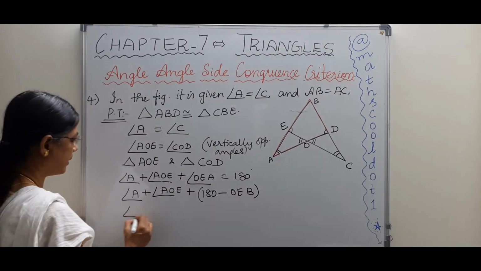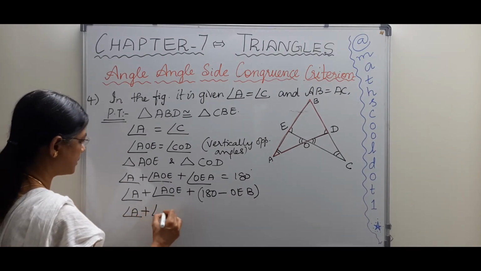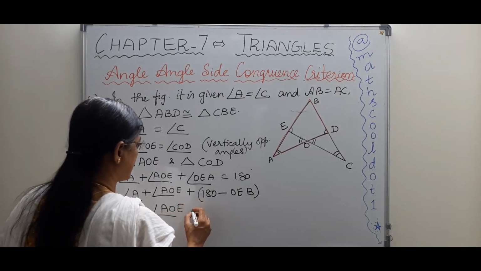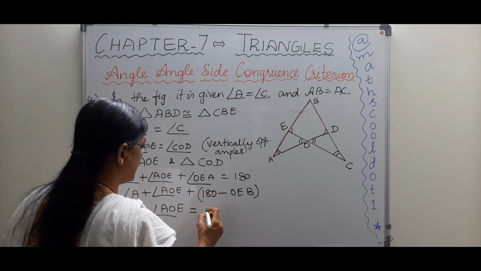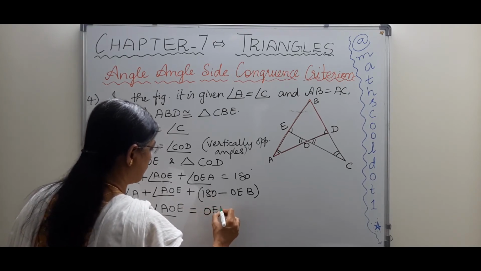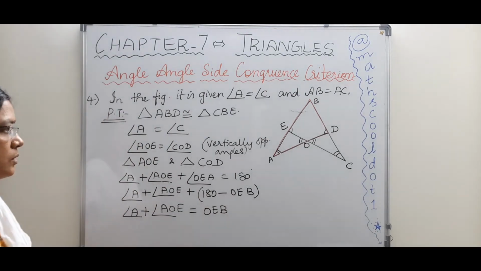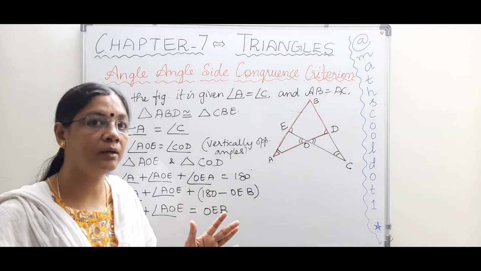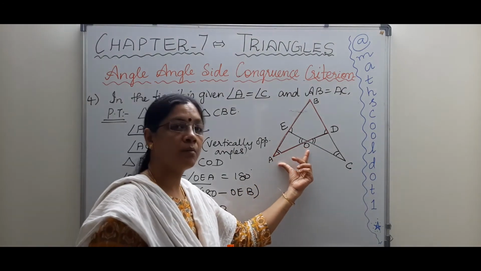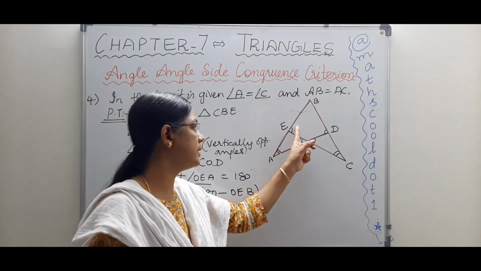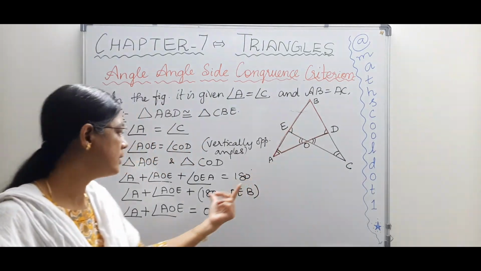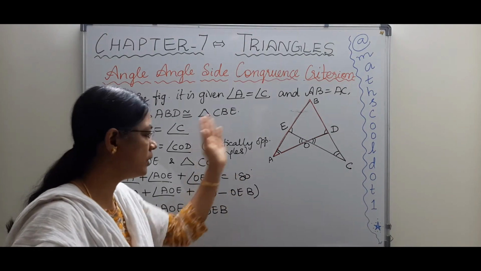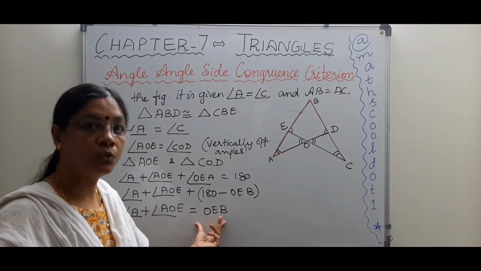Okay, so angle A plus angle AOE will be equal to OEB now, right? So it is equal to OEB. So according to, we know the exterior angle property also, that is, see, the sum of the opposite interior angles will be equal to the exterior angle, right? So according to it, we have this. So 180 gets cancelled with 180. OEB, when it goes to the other side, it gives you OEB here.